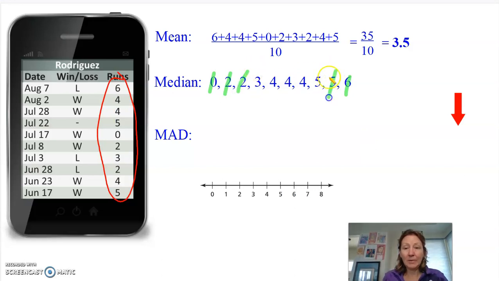Okay, better get my battery plugged in. Oops. 1, 2, 3, 4. There we go.